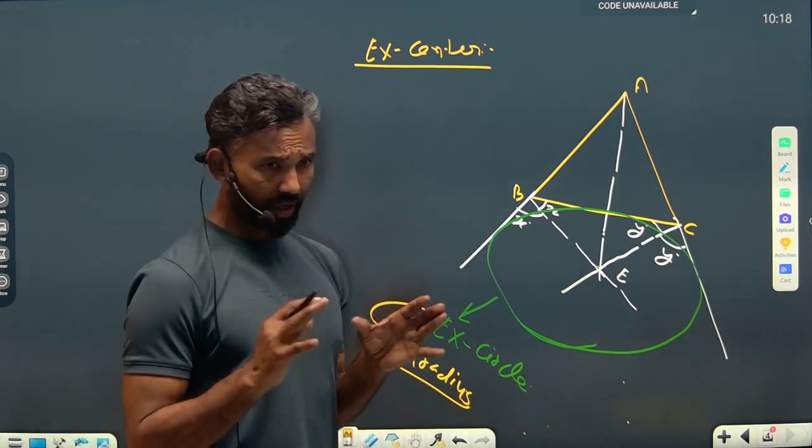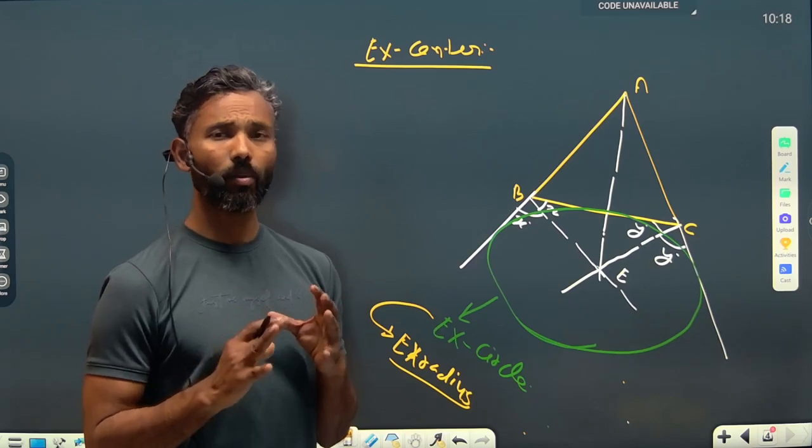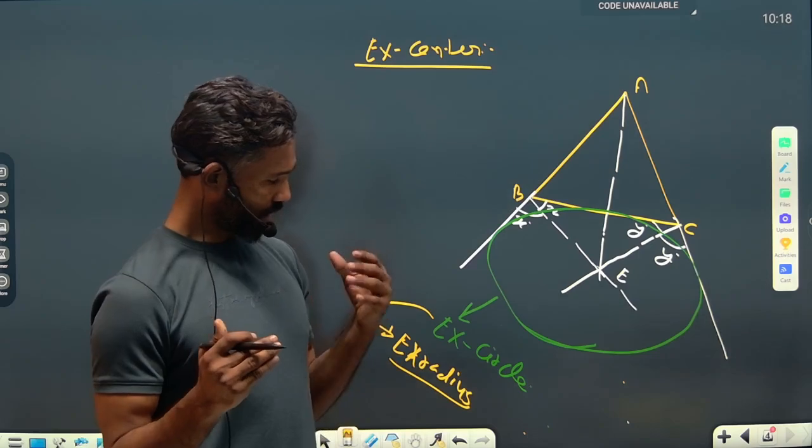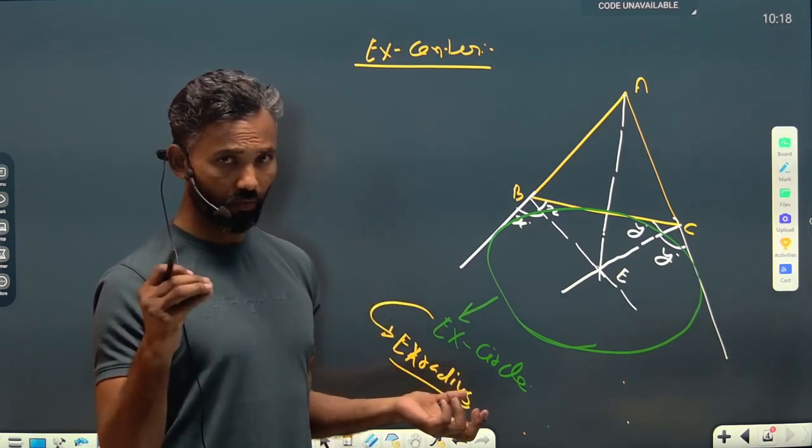Okay, now many times the lengths of the sides of the triangle will be provided to you, and the examiner will ask you the length of the exradius. What will be the length of the exradius?